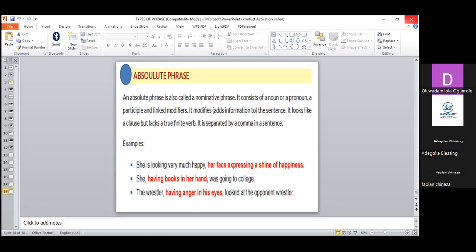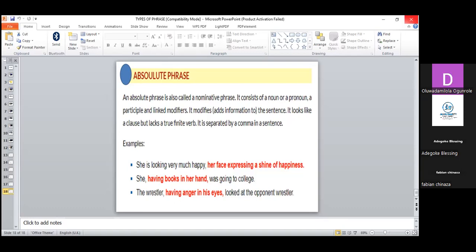So that is it. We can say she was going to college. So say that she, having books in her hand, was going to college. That is, we are talking about what the books in her hand have to do with her going to the college. And the last example: the wrestler, having anger in his eyes, looked at the opponent wrestler. If we remove that, we can say the wrestler looked at the opponent wrestler having anger in his eyes.